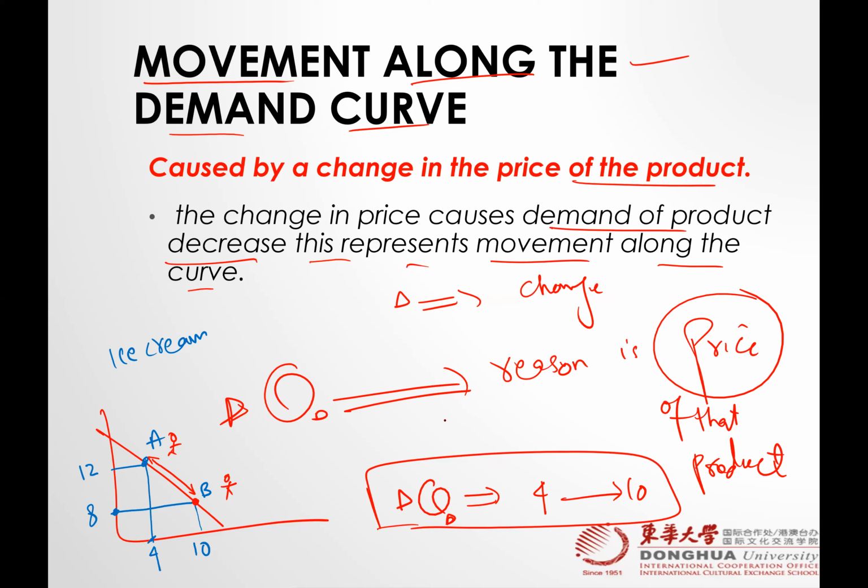The reason is because price changes from 12 to 8. That is the reason. So it means we don't have to create a new demand curve. It's the same demand curve, only position has changed. We were at A point and now we are at B point. So this phenomenon is called movement along the curve.